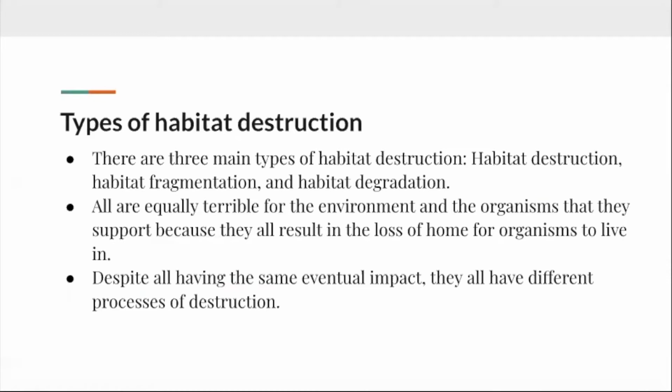Types of habitat destruction. There are three main types of habitat destruction. One being habitat destruction, the second, habitat fragmentation, and the third, habitat degradation. All are equally terrible for the environment and the organisms that they support because they all result in the loss of homes for organisms to live in. Despite all having the same eventual impact, they all have different processes of destruction.